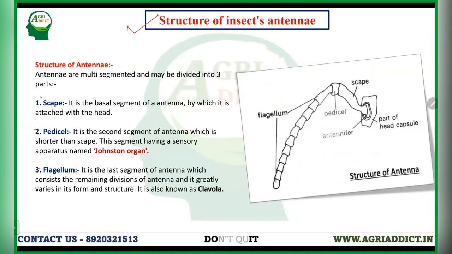I will ask a question to all of you. Do you know in which insects, or in which insect order, there is no antenna? Anybody can answer in the message or can unmute. Protura, sir. Exactly, Protura. Very good. The Protura, or the proturans, don't have any antenna. Good.